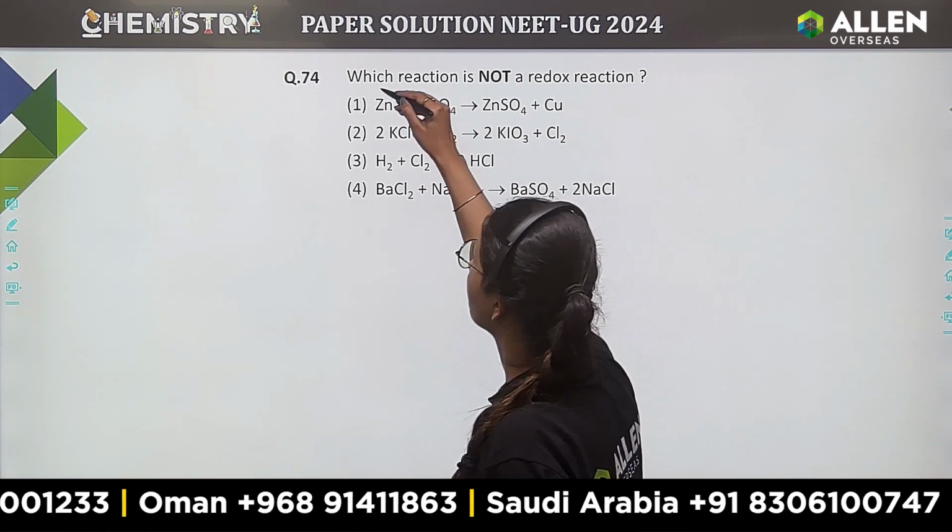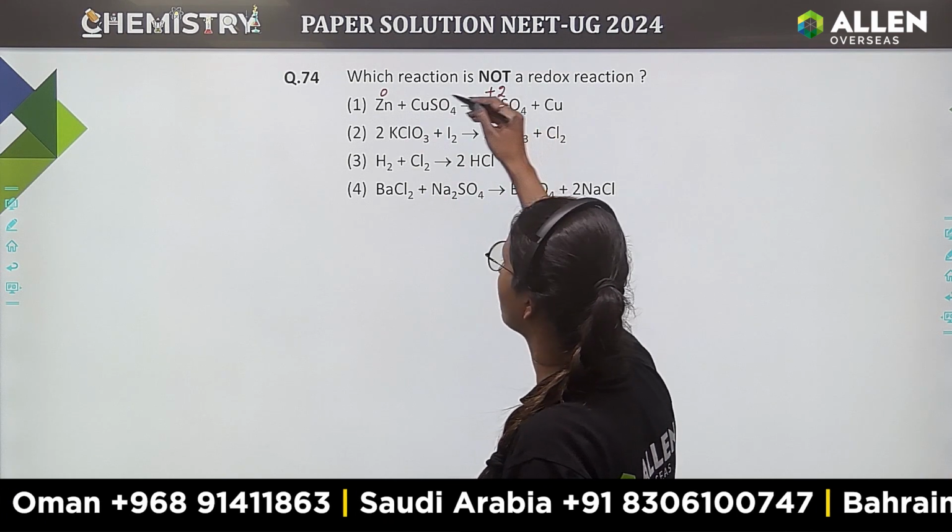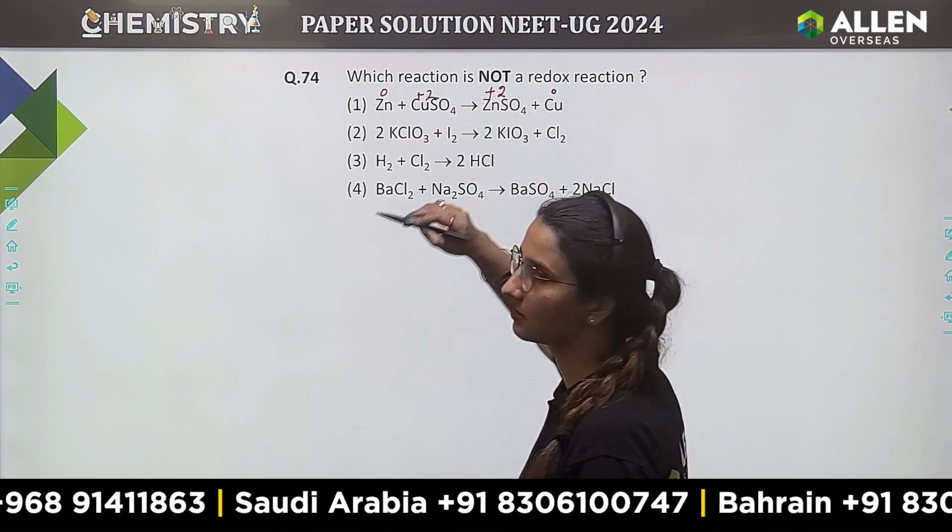Check here. Here Zn from 0 is going to +2. Here copper from +2 is going to 0. It is redox.